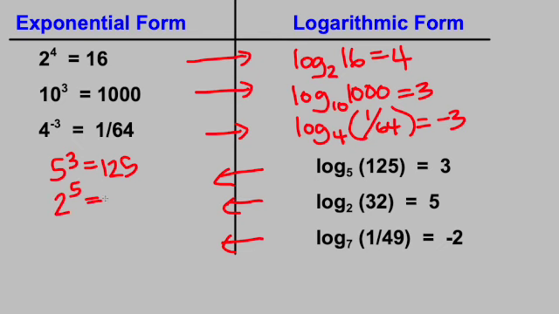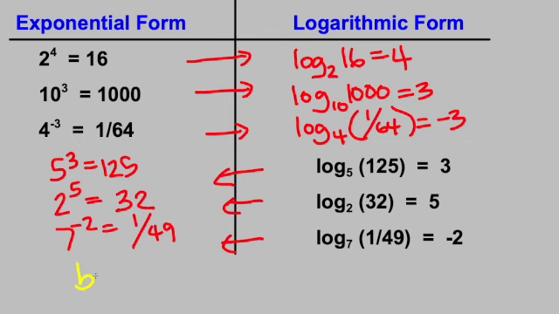So 2 to the 5th power is 32. And then over here, we have our base is 7, so we would say 7 to the power of negative 2 equals 1/49. And so basically, if you were to talk about this just in general for any sort of exponential form, logarithmic form, it might look like this.